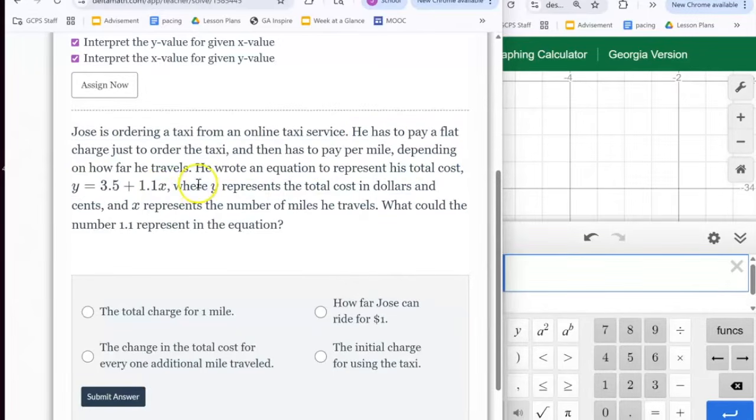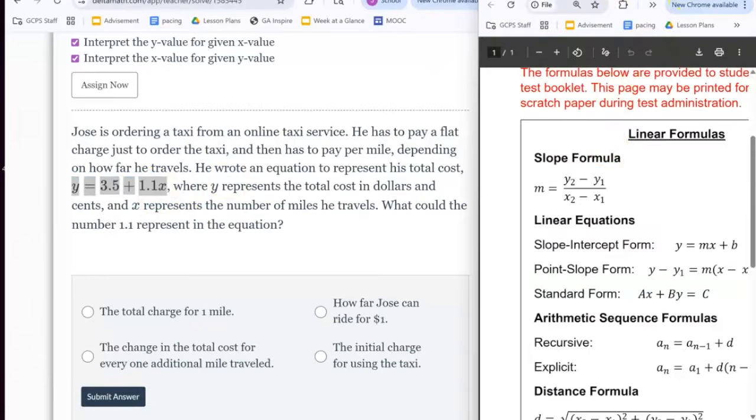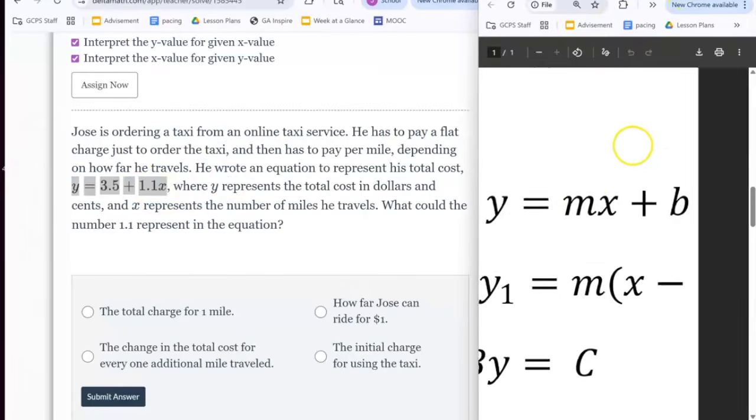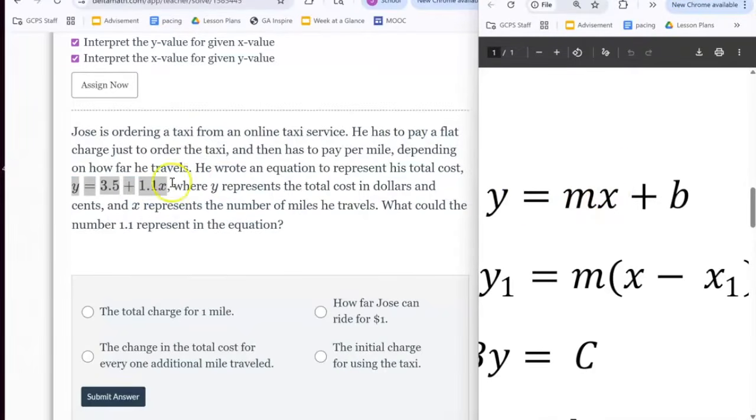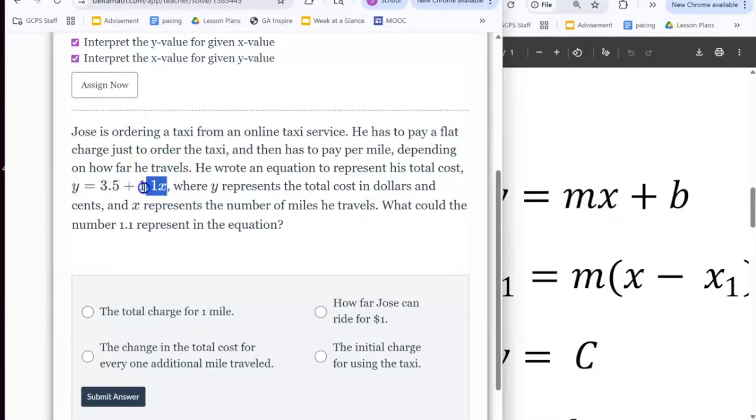Boom. And here's a prime example. Sometimes it's not mx plus b. They change the order. You just need to know that the m is always next to the variable. So find the variable. There's the variable right there. So 1.1 is m, which is the slope. 3.5 is the y-intercept, which is where I start. All right, so where y represents the total cost in dollars and x represents the number of miles he travels. What could the number 1.1 represent in the equation?